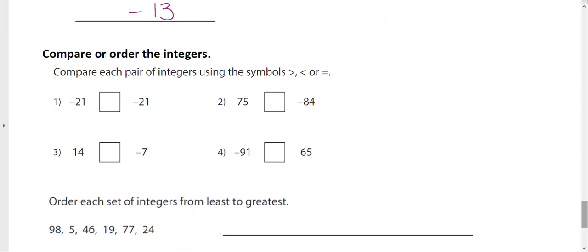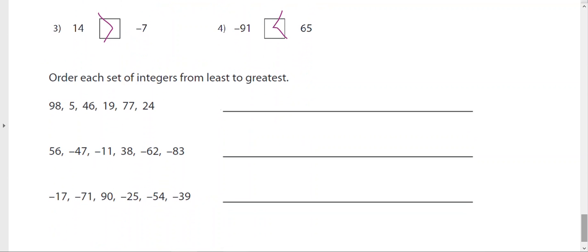All right, the next section is compare using greater than, less than, or equal to. And remember, you can draw yourself a number line if you choose to. -21 and -21 are equal to. A positive is always greater than a negative. Same thing for number 3, a positive is always greater than a negative. And the same thing for number 4, a positive is always greater than a negative.